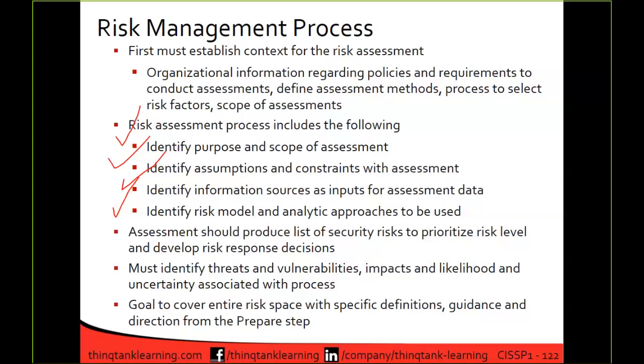So we have to identify threats and vulnerabilities, the impacts and the likelihood, and any uncertainty associated with the process. So again, even though we might be using a quantitative approach in our process, and we're going to see what that approach looks like in this lesson, it doesn't necessarily mean that there isn't some sort of qualitative function. All right? There's always a qualitative component to risk assessment. It's just the way that it is, because you can't quantify every single aspect. And when we go through the actual methods, I'll talk about that.